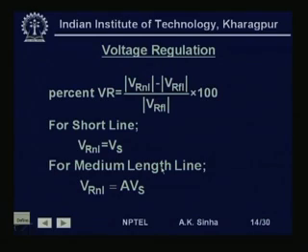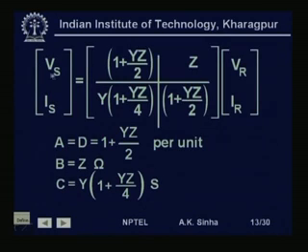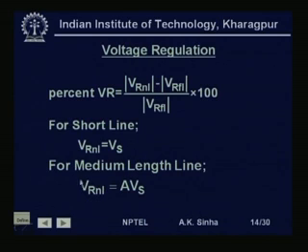For a medium length line, that is the pi model that we have used, we have seen that Vs is equal to A Vr plus Z into IR. Now, if we see this, then when the IR is 0, that is at no load, we have Vs is equal to A Vr plus Z into 0. So, Vs will be equal to A Vr only, and therefore, we have the no load voltage at the receiving end, that is Vr at no load will be equal to Vs divided by A, and therefore, we can calculate Vr at no load from this relationship.